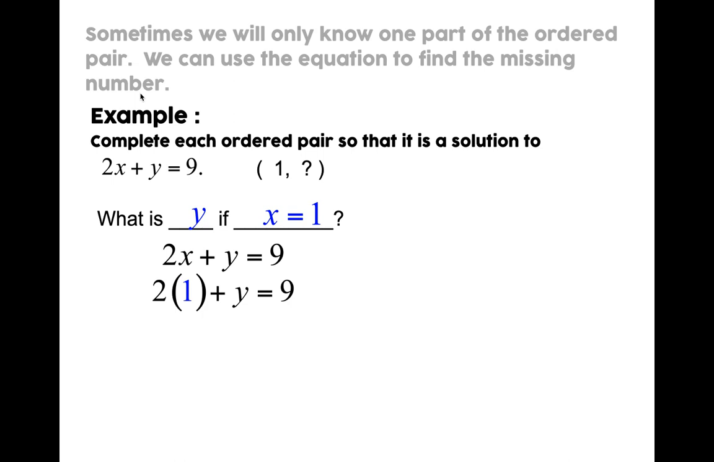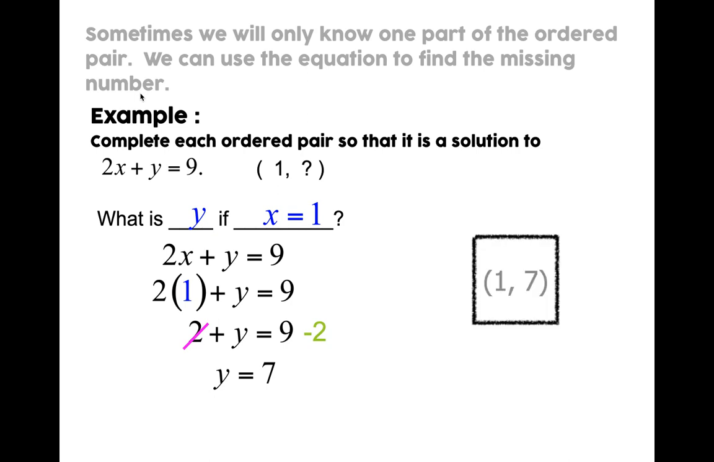Now that I have one variable, I can solve this equation. 2 times 1 is just 2, so we get 2 plus y equals 9. And then if I want to solve for y, I need to get rid of this 2, so I'm going to subtract it on the other side, and we'd be left with y equals 7. So now I can complete the ordered pair as (1, 7). So I was given the x value and I was able to use that to find the y value.